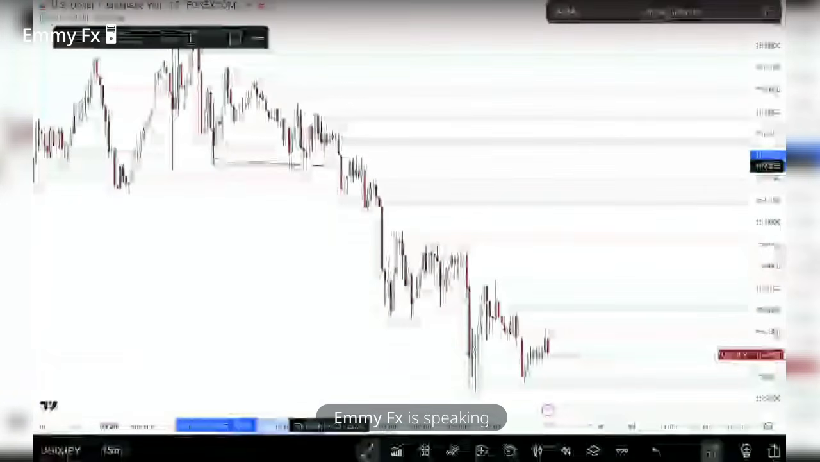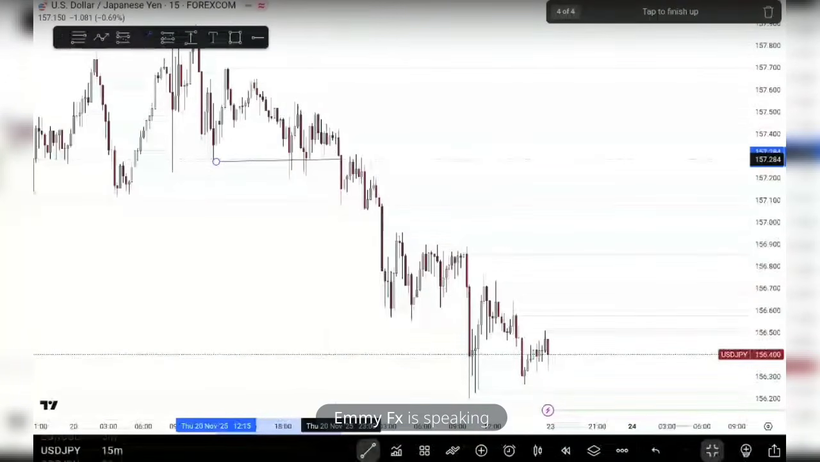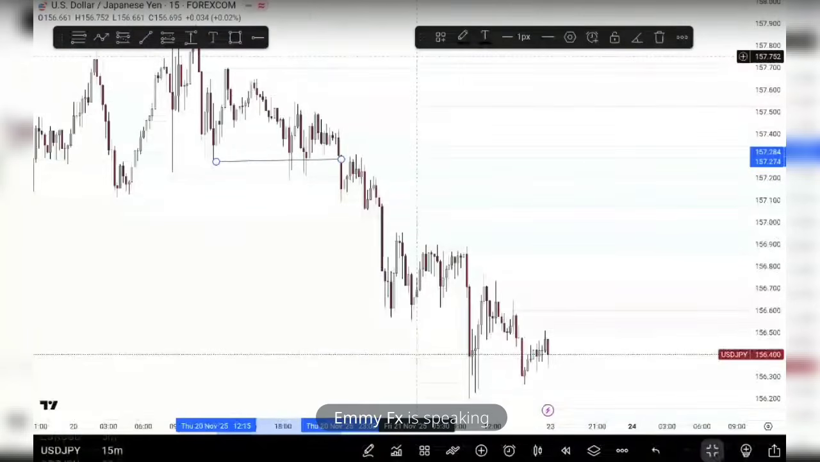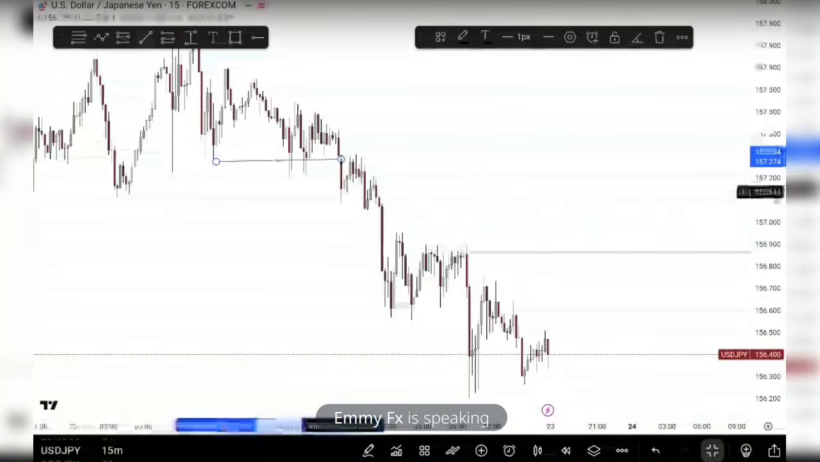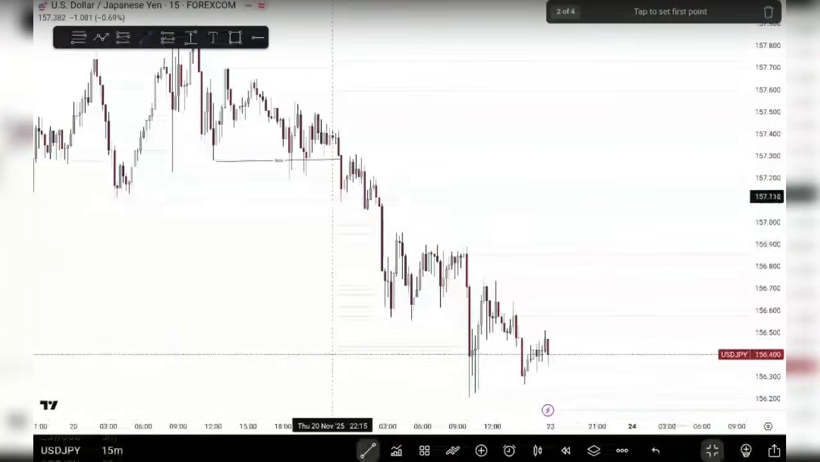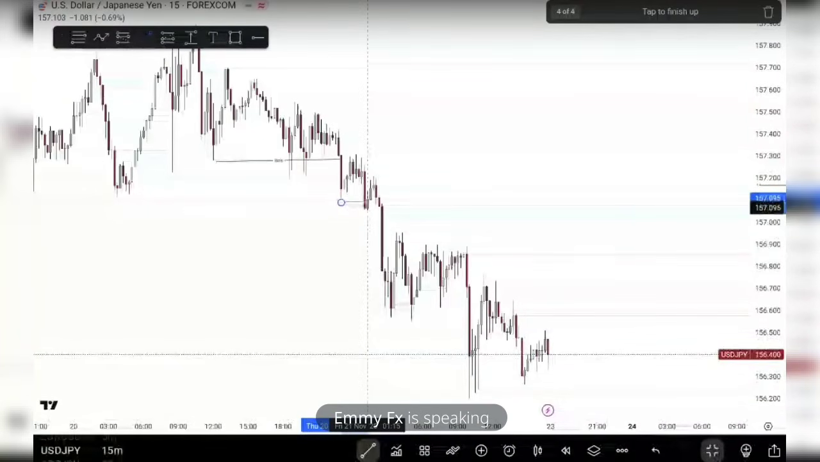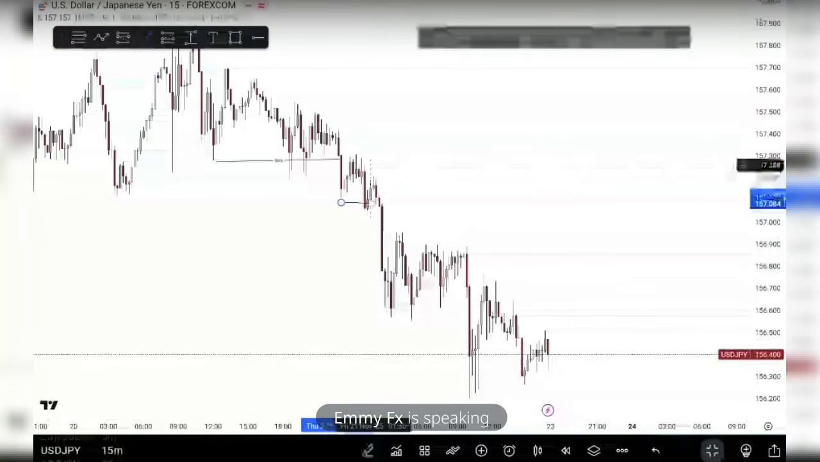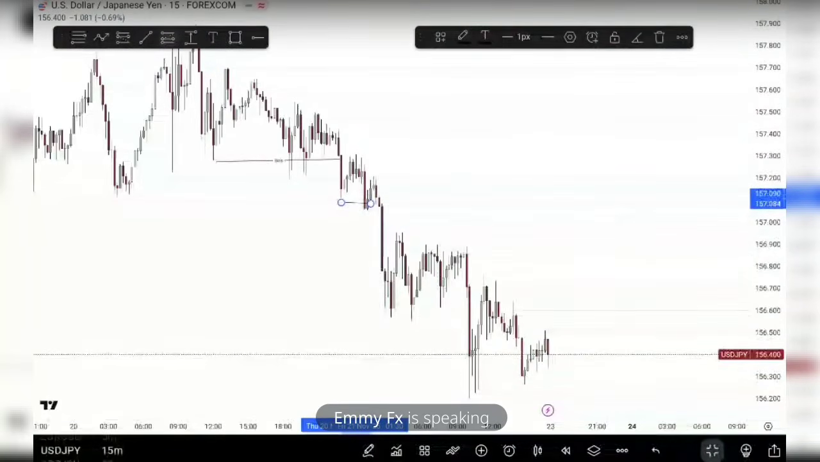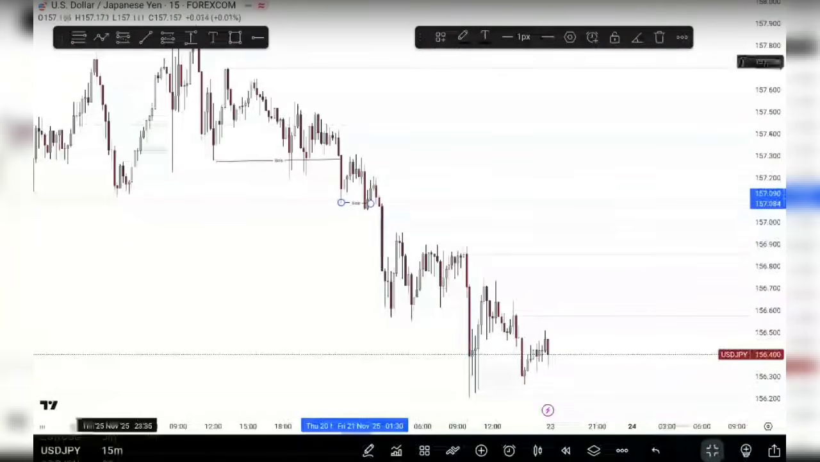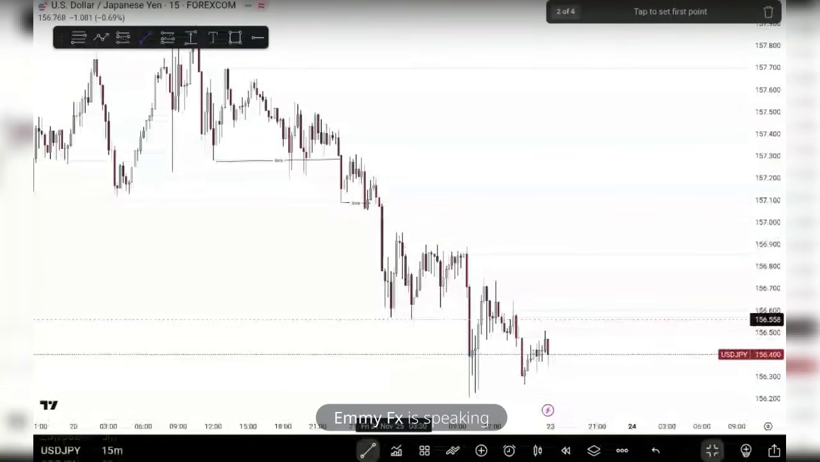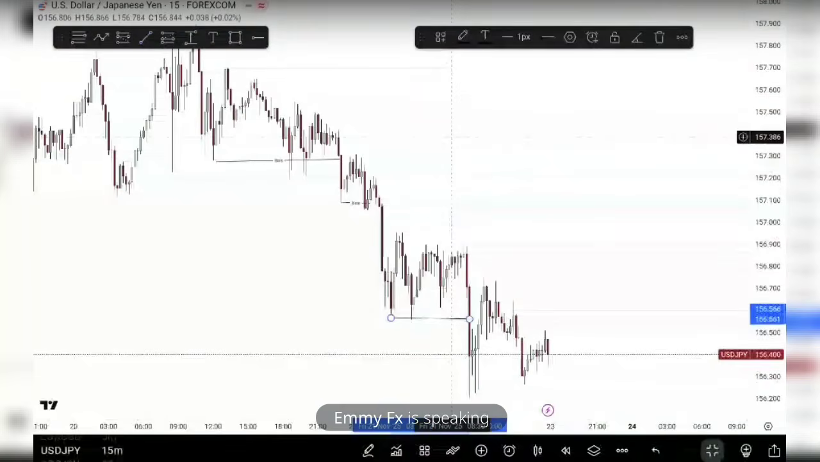So we have this break of structure to the downside, right? We also have this break of structure to the downside, this break of structure to the downside, and we also have this break of structure to the downside.